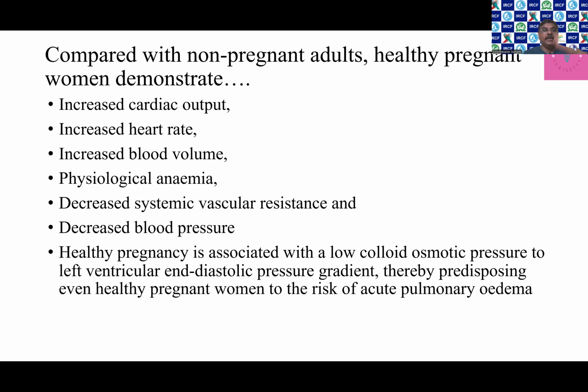That is the increased cardiac output, increased heart rate, increased blood volume, the physiological anemia, and decreased systemic vascular resistance, decreased blood pressure. And healthy pregnant patients are associated with low colloid osmotic pressure to left ventricular end-diastolic pressure gradient, thereby predisposing even healthy pregnant women to the risk of acute pulmonary edema. Now, increased cardiac output, increased heart rate, increased blood volume, and low colloid osmotic pressure are the four important factors that will push the healthy pregnant patient into the acute pulmonary edema state.